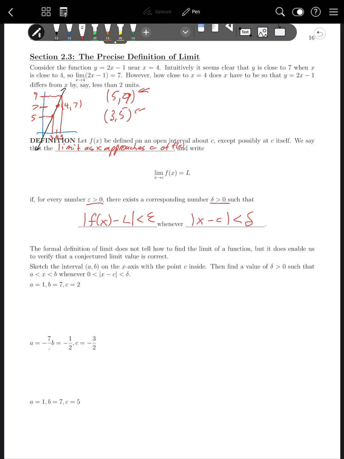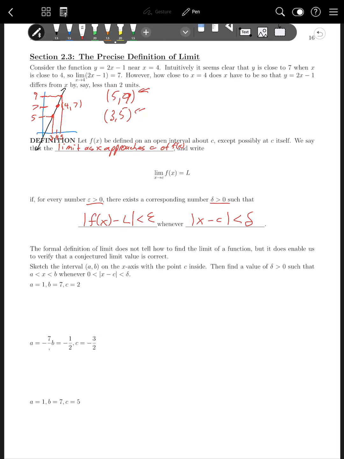So the formal definition of the limit does not tell us how to find the limit of a function, but it does enable us to verify that a conjectured limit value is correct. So one of the ideas we want to start with is this idea of sketching an interval around on the x-axis around our point C, and then being able to find our delta value.